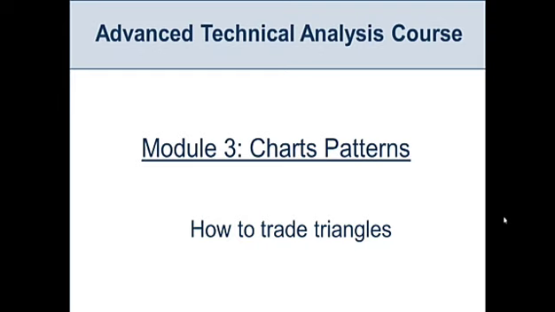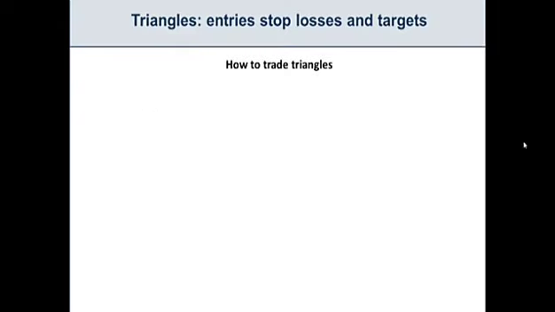And as you remember from our previous lesson on triangles, we can find triangles as a continuation pattern or as a reversal pattern. And we have three basic types of triangles, and it really doesn't matter which type of triangle we are trading, or if we are trading a reversal or a continuation pattern, the basic setups are the same. So in today's lesson we're going to look in depth into one example, and you can actually apply the same technique to all triangles you find on your charts. So let's start with these triangles: entries, stop losses, and targets.